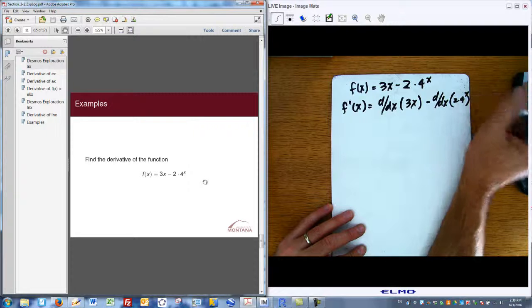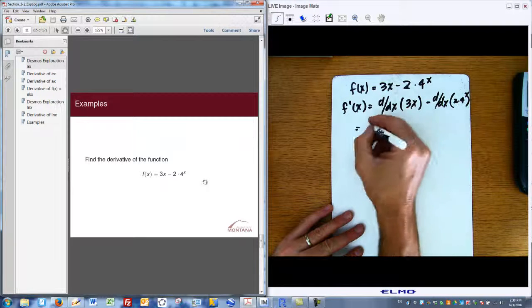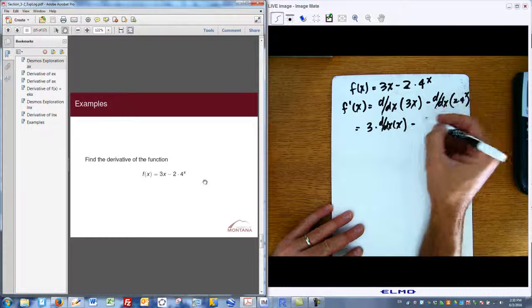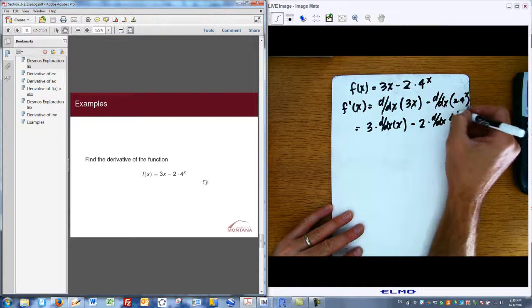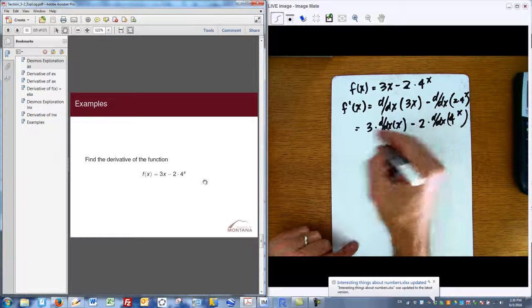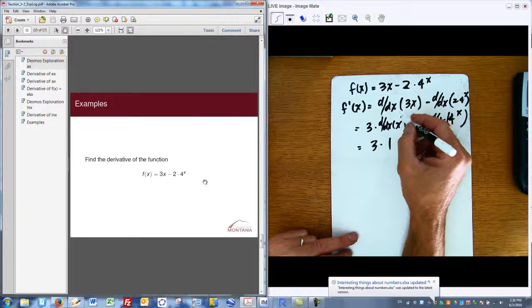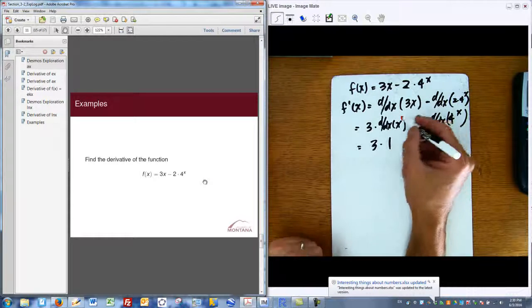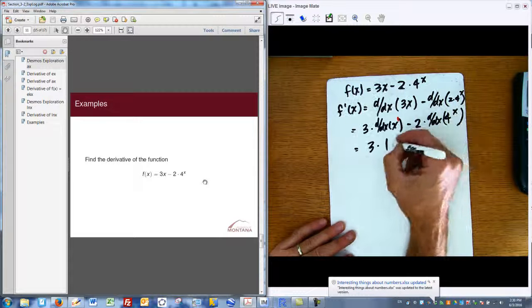Sorry, I'm running out of room there. So we've got a constant multiplier on both of these. I'll take it out in front. 2 comes out in front times d by dx of 4 to the x. Okay, so now we take the derivative of x to the first, which is just going to be 1. We think of x having an exponent of 1, so the 1 comes out in front. We take 1 away from the exponent, that's 0. So anything to the 0 is 1.